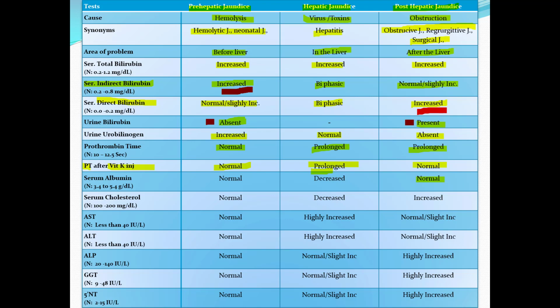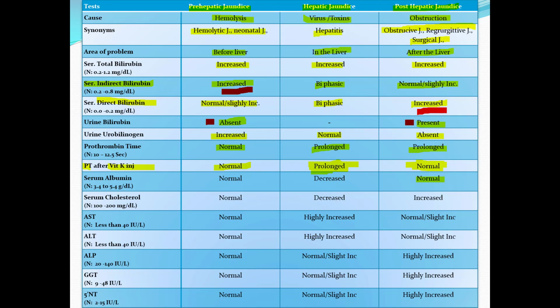if the case is due to vitamin K deficiency, as in post-hepatic jaundice. If it is hepatic jaundice, it will not be corrected. So the prolonged PT will be sustained.